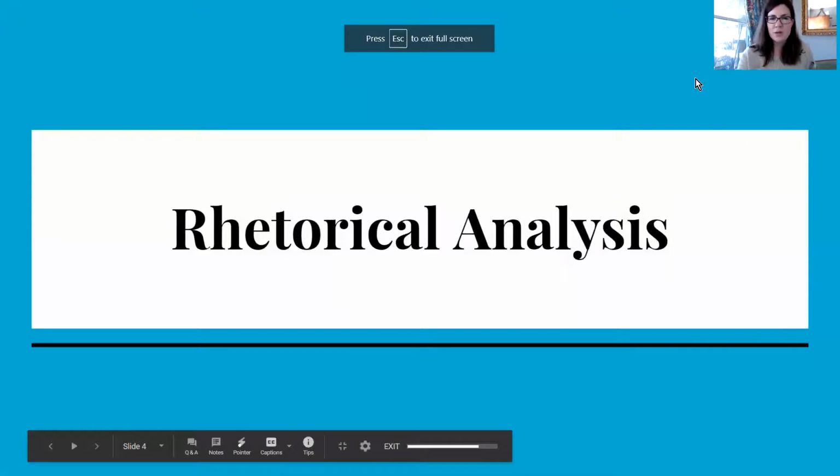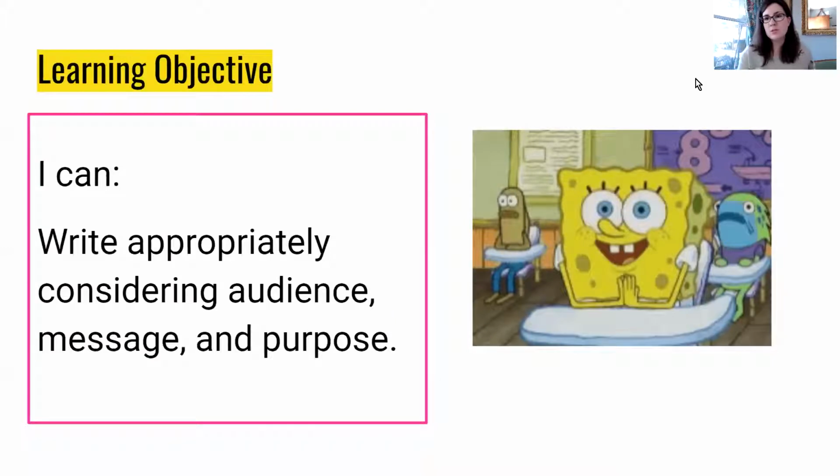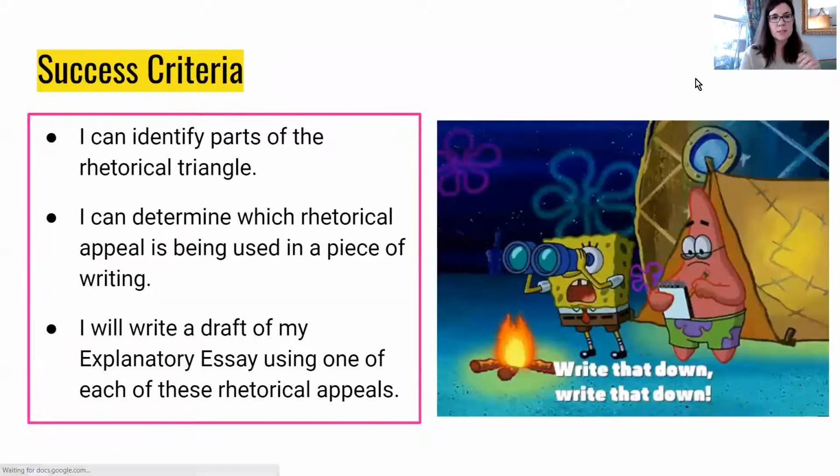So in this, our big goal is to be able to work on our explanatory essays and write appropriately, considering our audience, our message, and our purpose. So that's our big goal here. This is why we're even talking about rhetorical analysis.